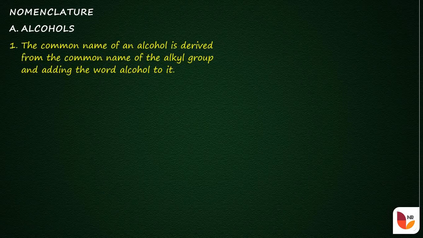The common name of an alcohol is derived from the common name of the alkyl group by adding the word alcohol to it. For example, let us take CH3OH. To name this molecule according to the common system, first write the name of the alkyl group, that is methyl, and then attach the word alcohol to the name of the alkyl group. So the common name of CH3OH is methyl alcohol.